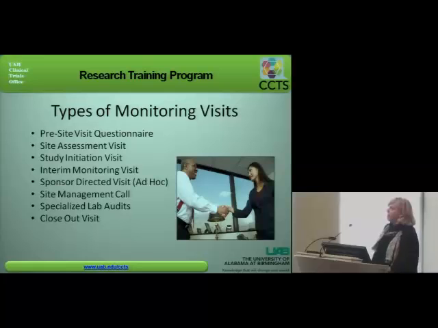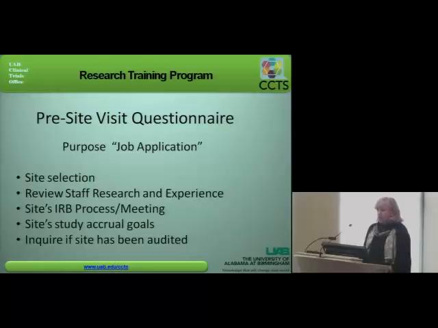So there are many types of monitoring visits. There's the pre-site questionnaire, the site assessment visit, the study initiation visit, the interim monitoring visit, the sponsor-directed ad hoc visits, site management calls, specialized lab audits, and the closeout visit. So the pre-site visit is like your job application. This is the site selection visit.